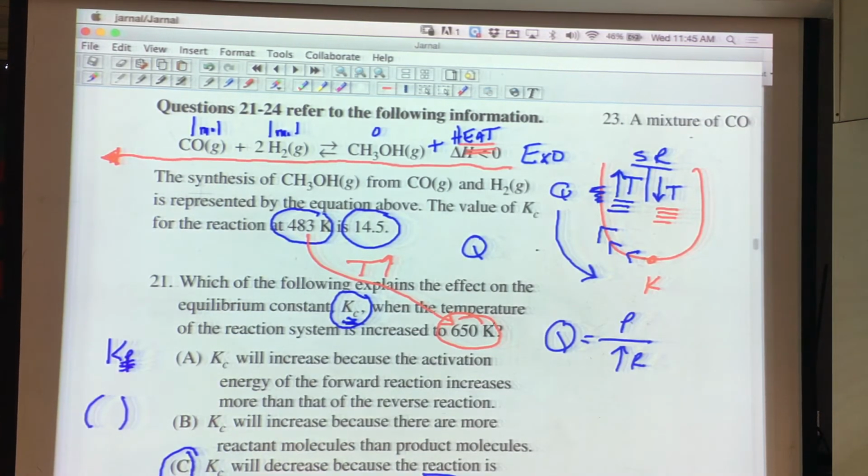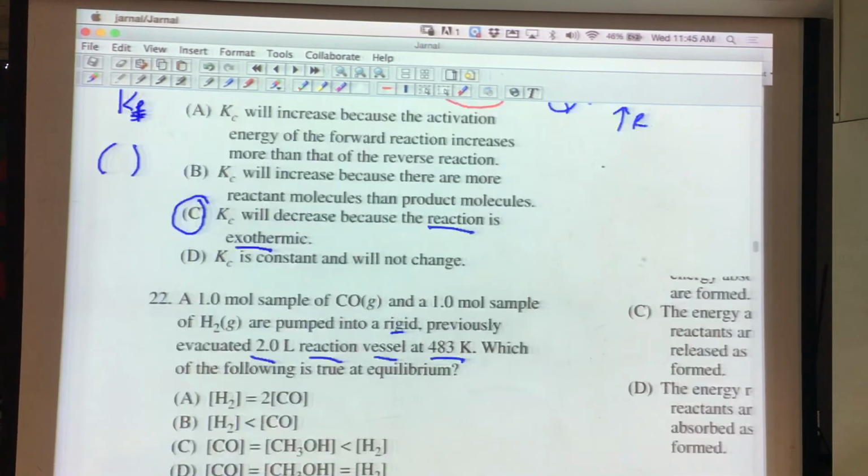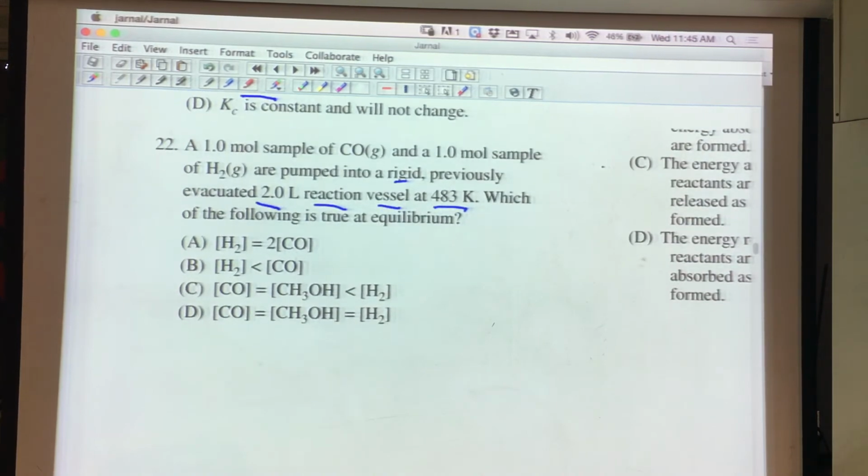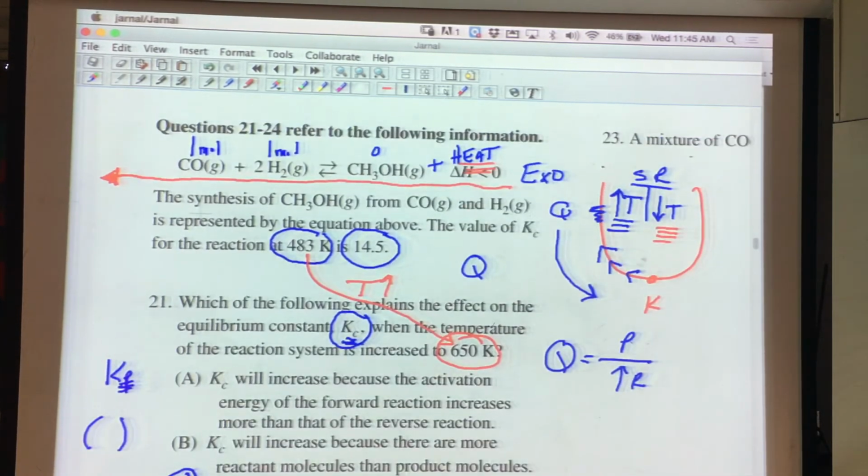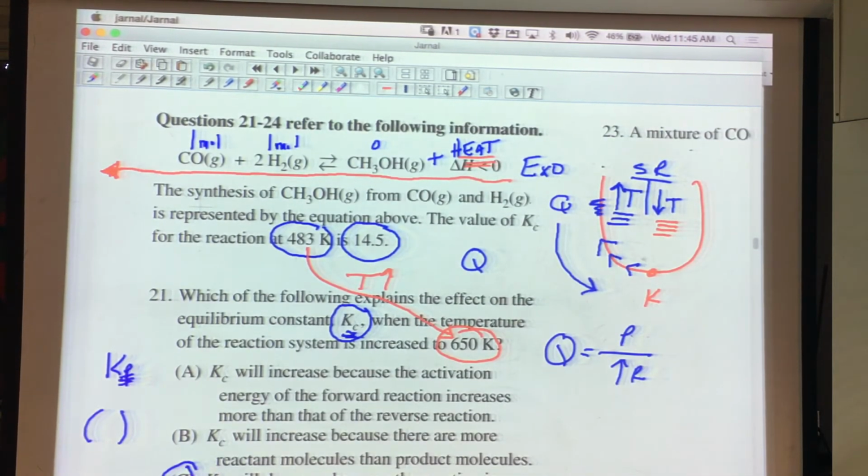Yes? Why wouldn't it be 2 moles of H2? I don't know. Did they say 1 mole of each or no? Yeah, they said 1 mole of each. Okay, that's why. All right, thanks. I could be wrong sometimes. I often am.